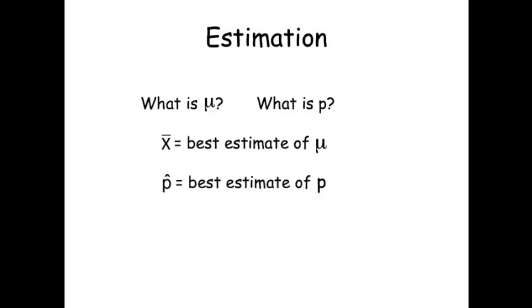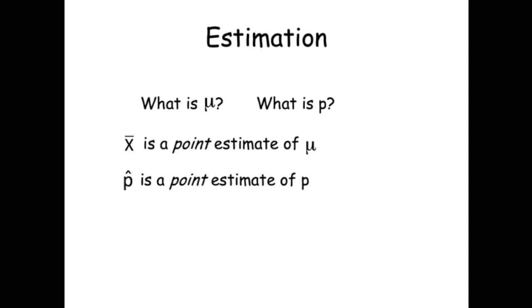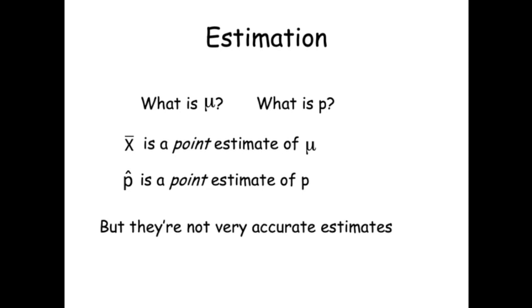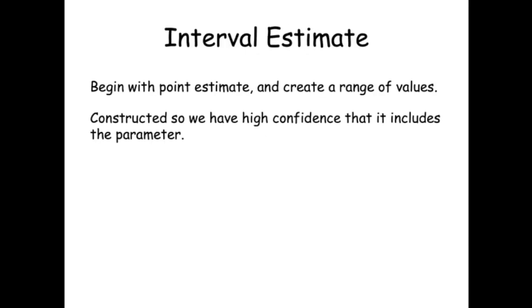Our sample statistics provide our best guess. X bar is an estimate of mu, and p hat is an estimate of p. These are called point estimates of the parameter. But single values are not very accurate estimates. Samples fluctuate, so it's not very likely that x bar is exactly equal to mu, or that p hat is exactly equal to p.